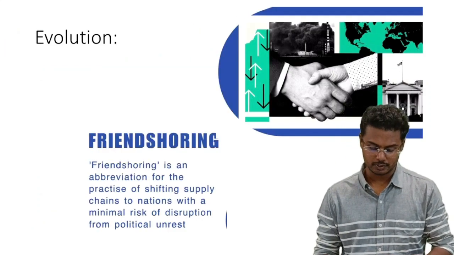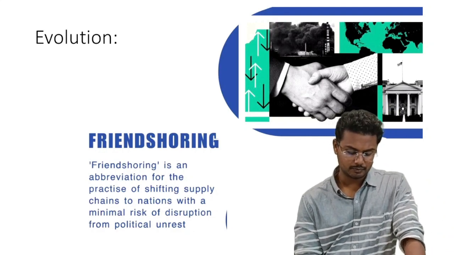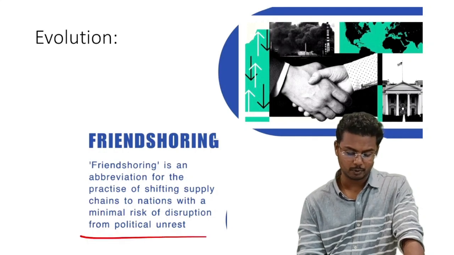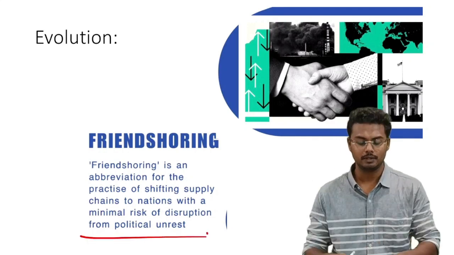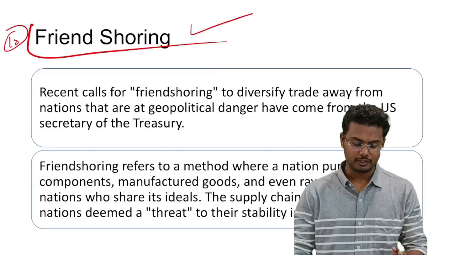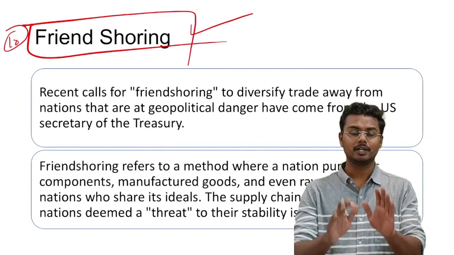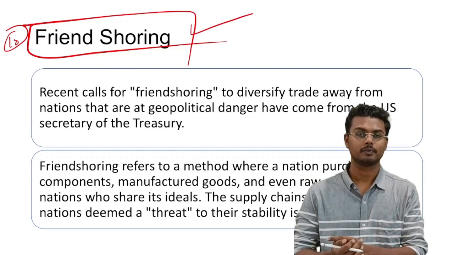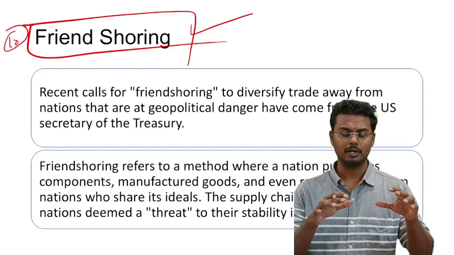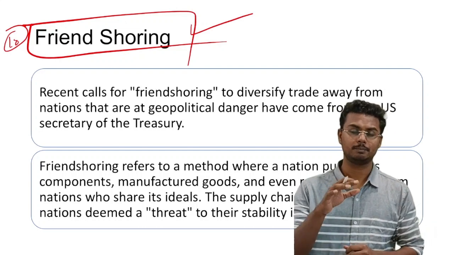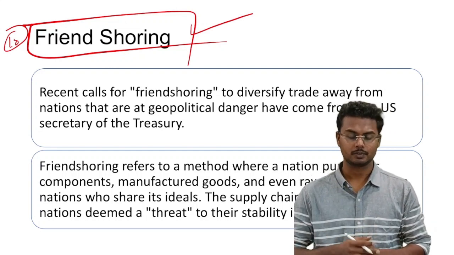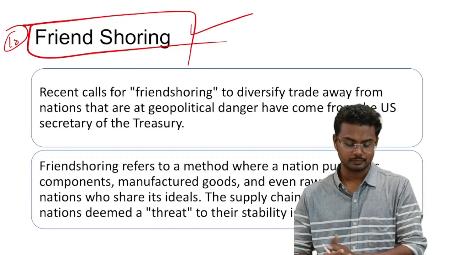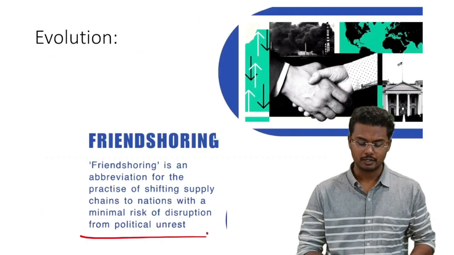All right. So this was in news. It is an abbreviation for the practice of shifting supply chains to nations with a minimal risk of disruption from political unrest. For example, in today's case, friend shoring refers to avoiding trade with countries such as Russia, Ukraine, Afghanistan, Argentina or Venezuela because of the prevalence of political instability. So countries try to avoid trade with these countries, and instead look for alternate countries, and that is called friend shoring. All right. So that was it for today.